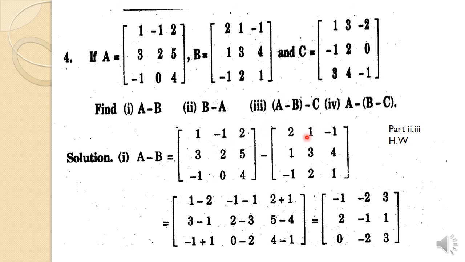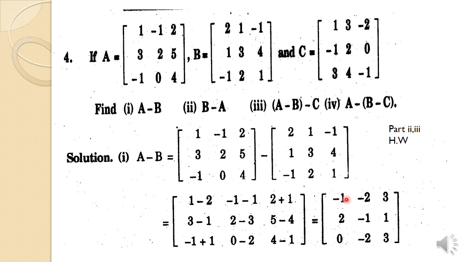So 1 minus 2, then minus 1 into minus 1, then 2 into minus into minus plus, so 2 plus 1, so 3 minus 1 and 2 minus 3, and 5 into minus 4. Similarly in the last row, minus 1 into minus, and this minus becomes plus, so minus 1 plus 1, and 0 into plus 0 into minus 2, 0 minus 2, and 4 into minus 1, then 4 minus 1.